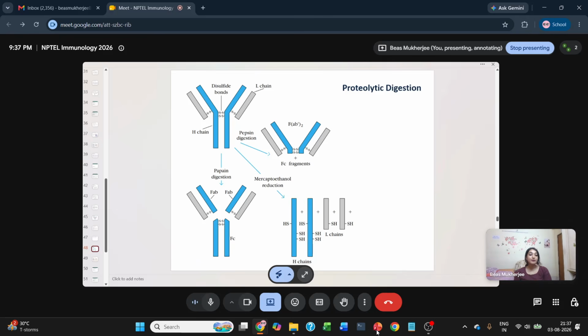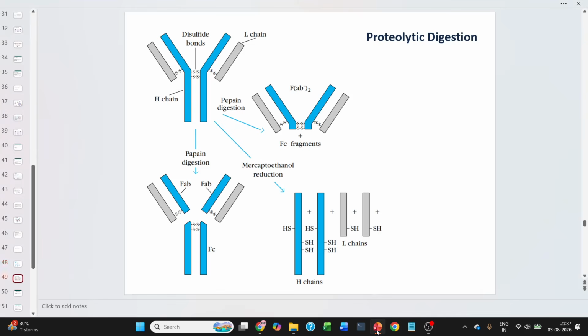Now, if you use pepsin, it will cleave below the hinge region. So the disulfide bonds are no more there to hold the fragment together, so the Fc fragment degrades. And the Fab regions are still divalent, because two different antigens can bind to them. Okay.